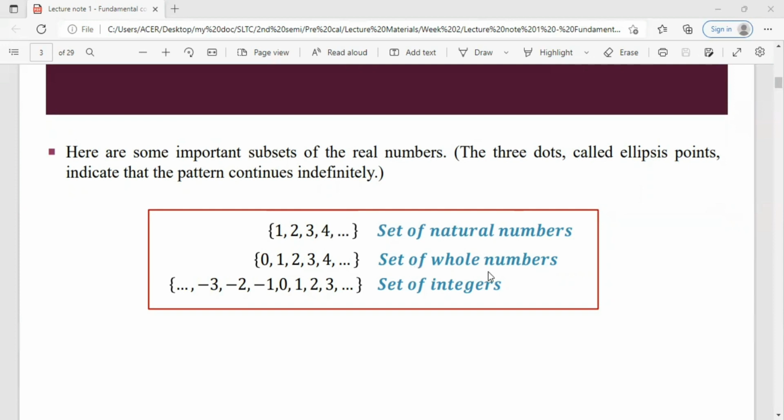And the set of whole numbers. In the set of whole numbers, 0 is included. You can see the difference between natural numbers and whole numbers, right? Whole numbers mean Purna Sankhya. So whole numbers include 0, but in natural numbers there is no 0, right?